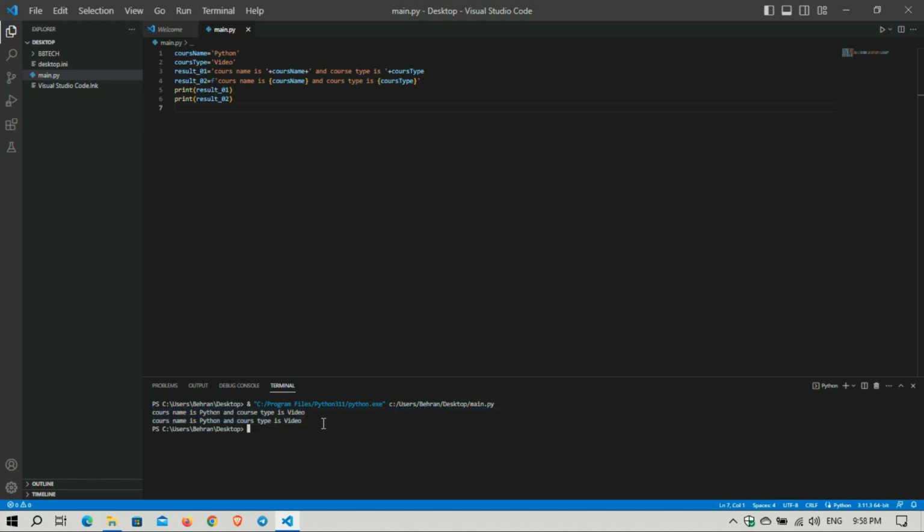As you can see, the two outputs have no difference and are the same. Well, this topic can also be used for numbers, and it can be used for mathematical operators, for which we will now do an example together.